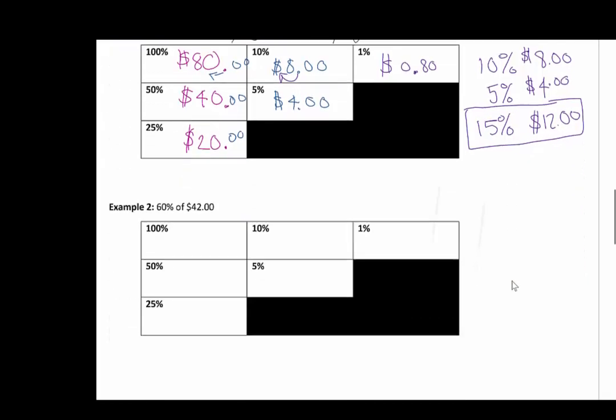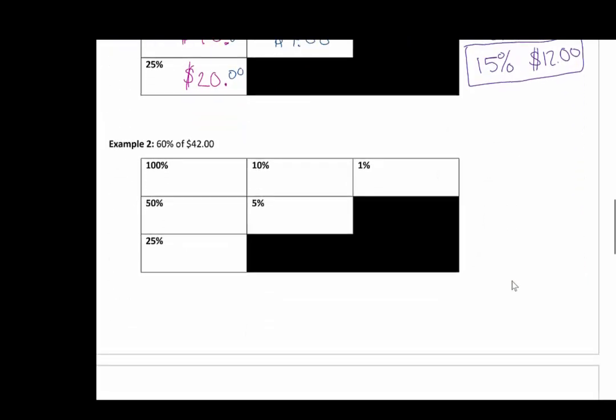All right, let's try another one. Now, as you get better at this, you don't need to fill out the entire table. You just need to do the ones that you need to get to 60%. But for this video, I want us to practice filling out the table for every single question so we get more comfortable with it. So 60% of 42, that's what we're trying to solve for. Well, 100% is going to be $42. This time I'm going to go right first. As we go right, we move the decimal over 1. It's going to get smaller. So it was $42, now it's going to be $4.20. And then 1% is going to be 42 cents.